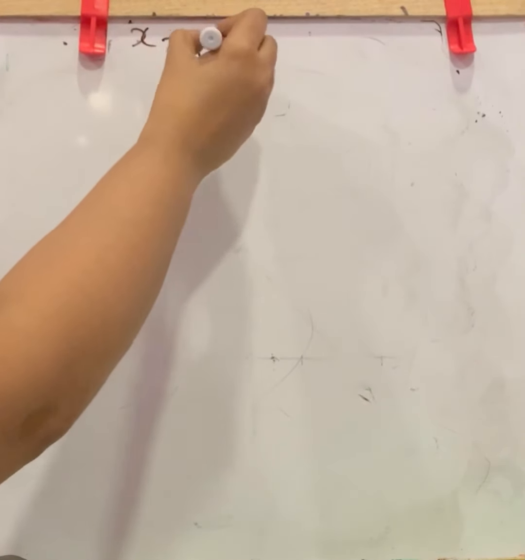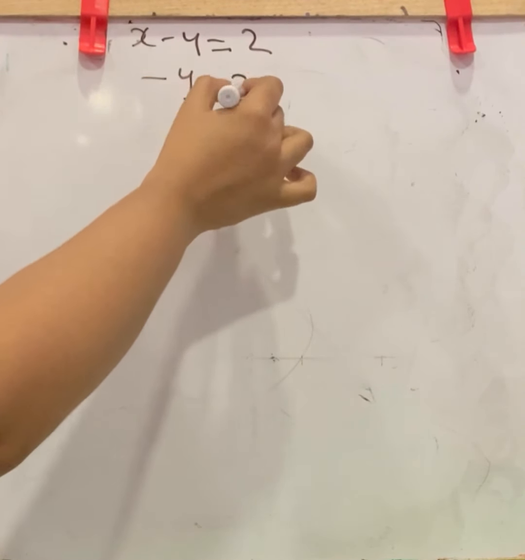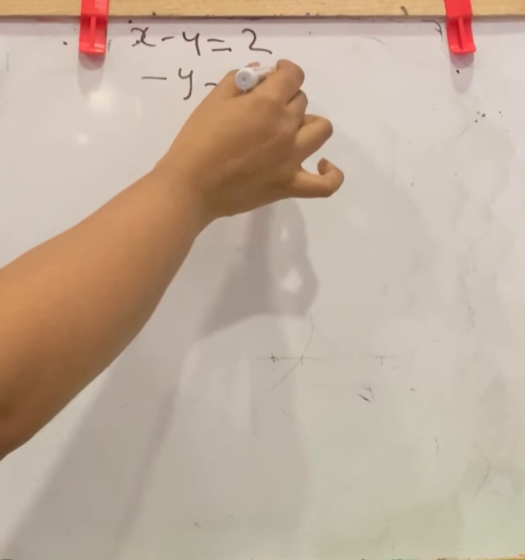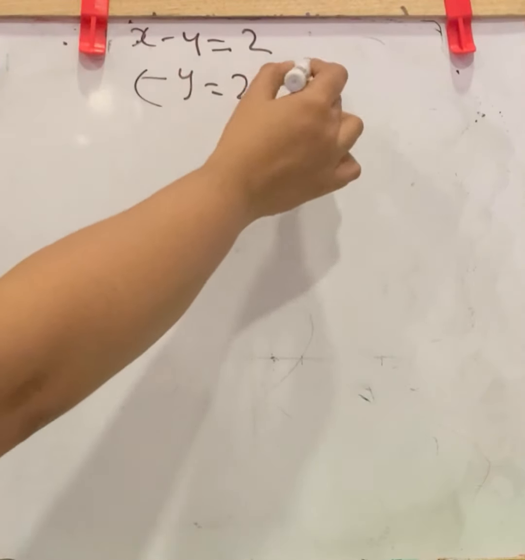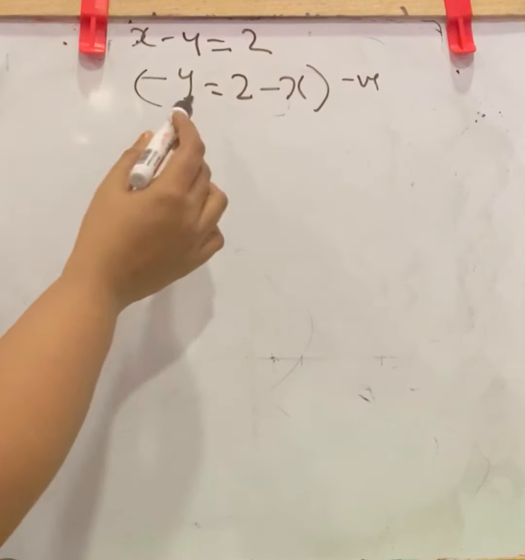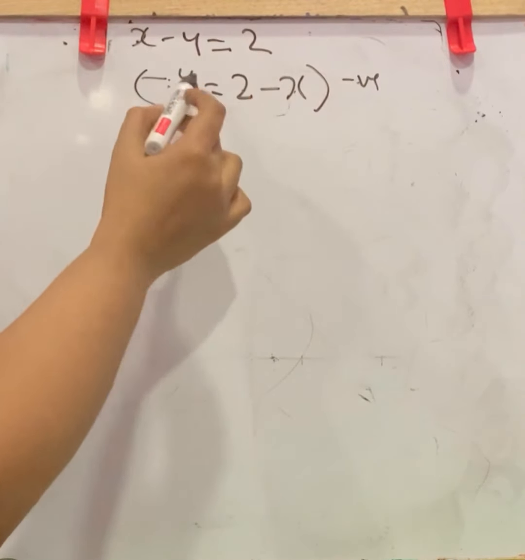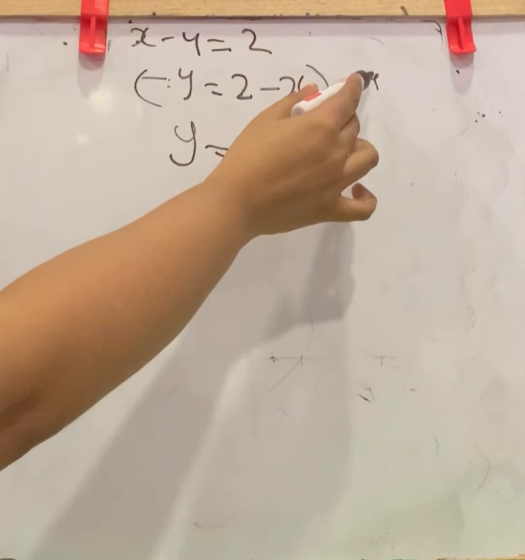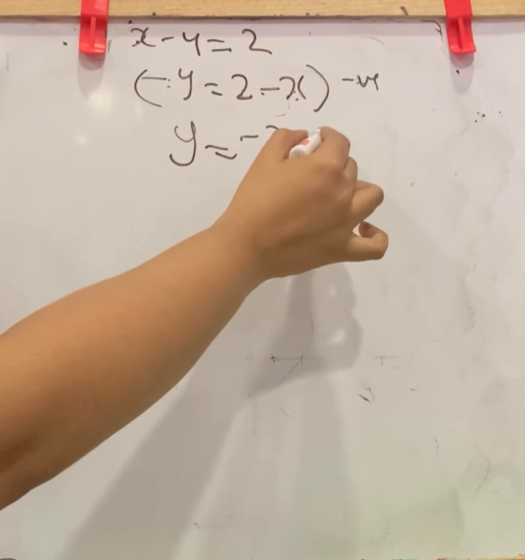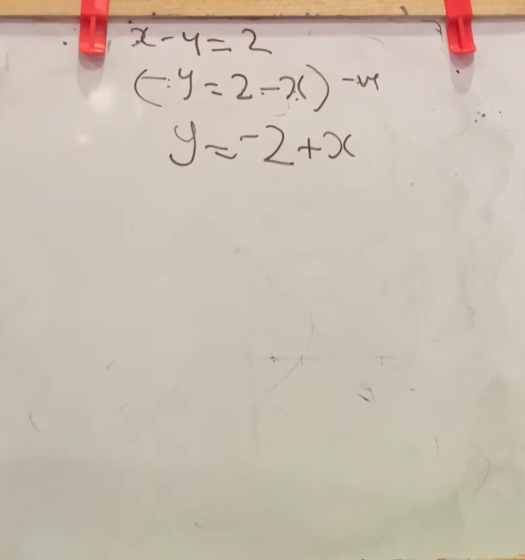X minus y equal to 2. First I will rearrange it as minus y equal to 2, x taken to RHS minus x. I don't want negative value for y, I need positive value. So for that I will multiply it with a negative so that all terms changes its signs. Negative into negative y, it becomes positive. Negative into 2, minus 2. Negative into negative x, positive x. I have rewrite it in the form y equal to form.